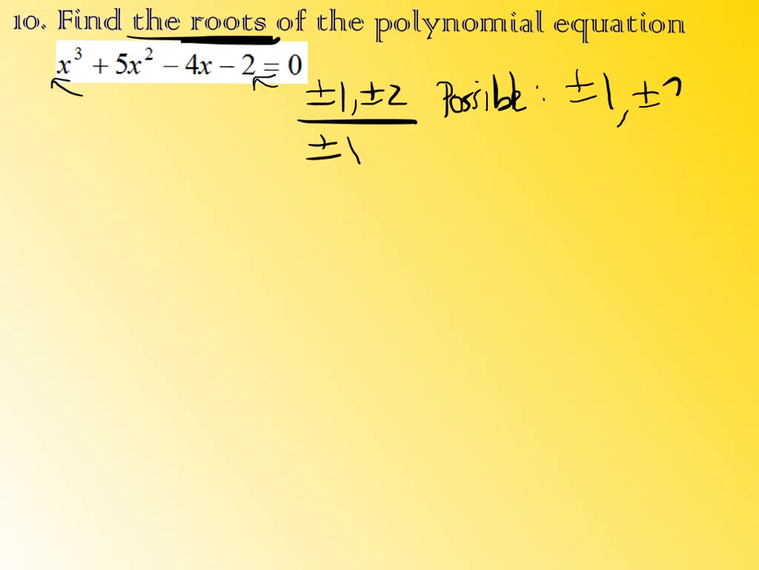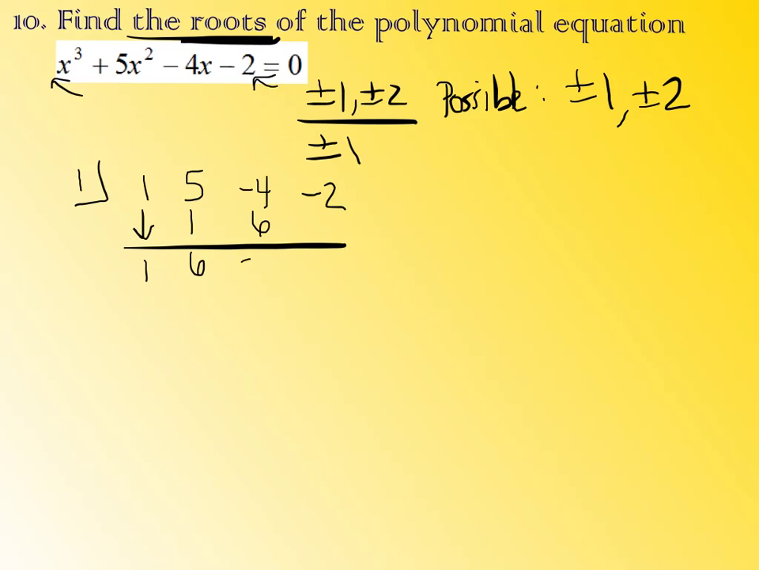So now I go through and I do synthetic. I'm going to pick 1, and I'll plug it in: 1, 5, negative 4, negative 2. My 1 comes down, 6, 2. Ooh, good. I got it. My first try, I got it. X equals 1 is a root. So that's one of my answers. But I have to keep going.